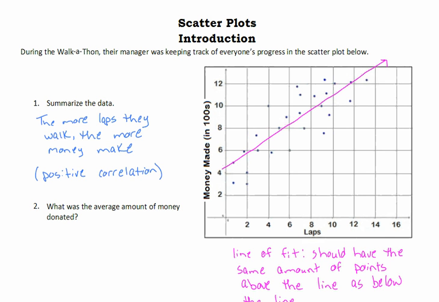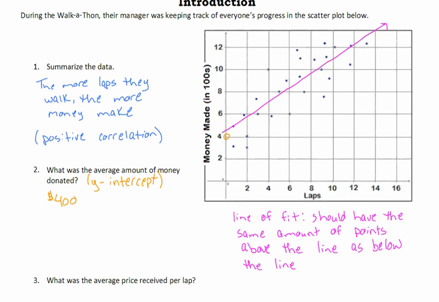Now, using that line, let's go ahead and answer these questions. What was the average amount of money donated? Well, that's going to show up at our y-intercept. My y-intercept is pretty close to 4, which is in hundreds. So we're going to say about $400. Again, what they're looking for is the y-intercept here, and we're using that average based off of our line of fit.